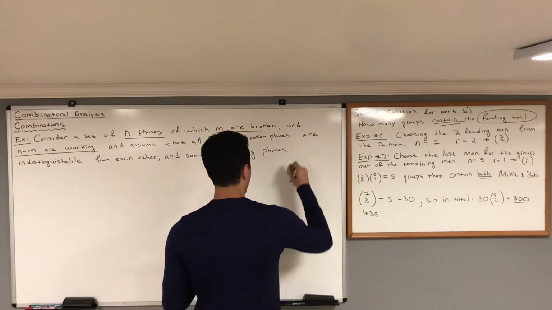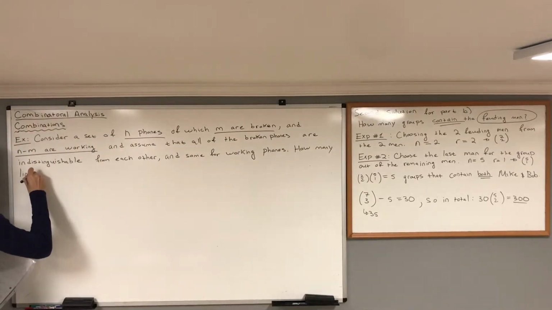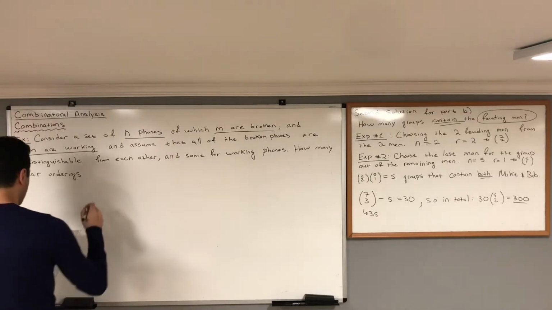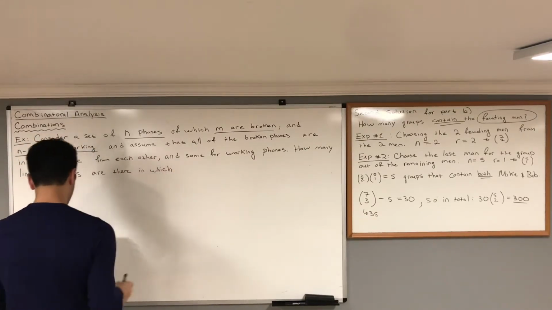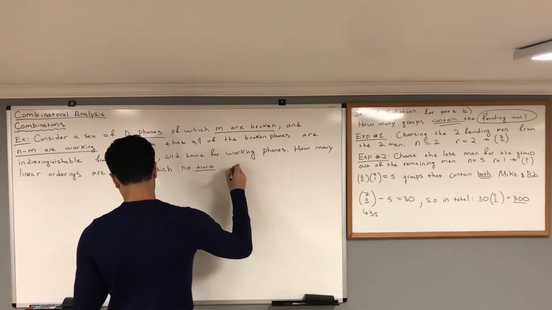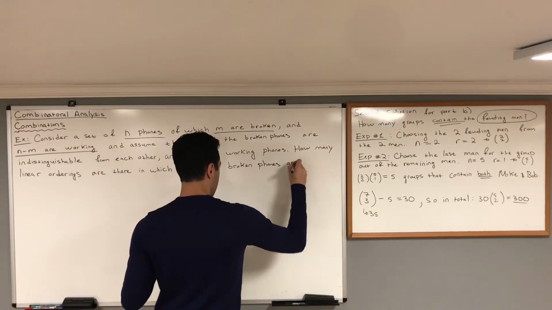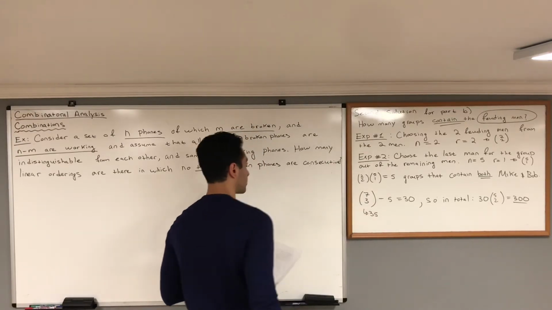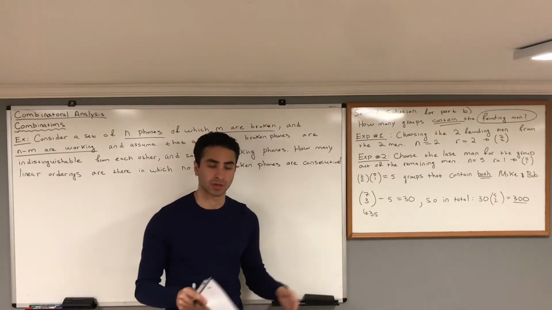And we want to know how many linear orderings are there in which no two broken phones are consecutive? No two broken phones are consecutive means you cannot have two broken phones together. There has to be at least one space between them.